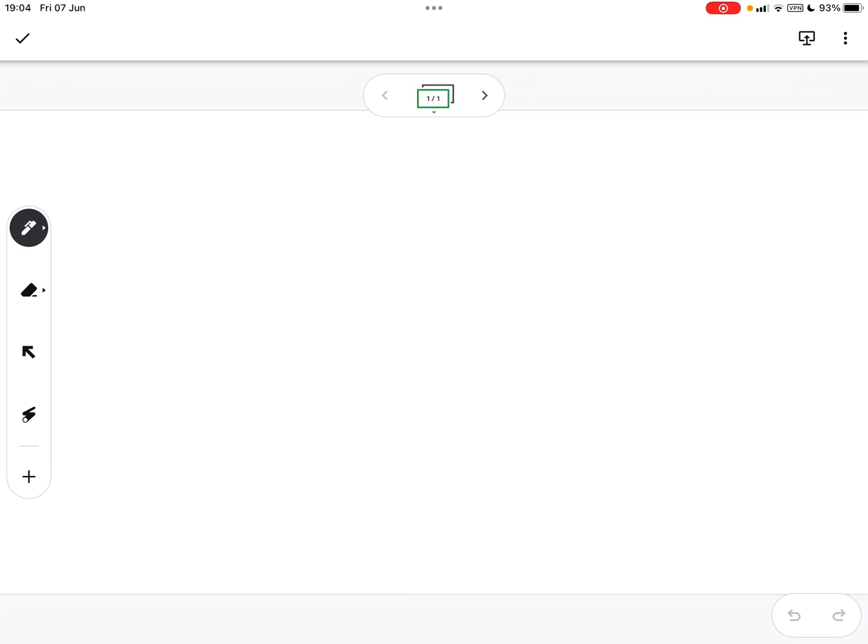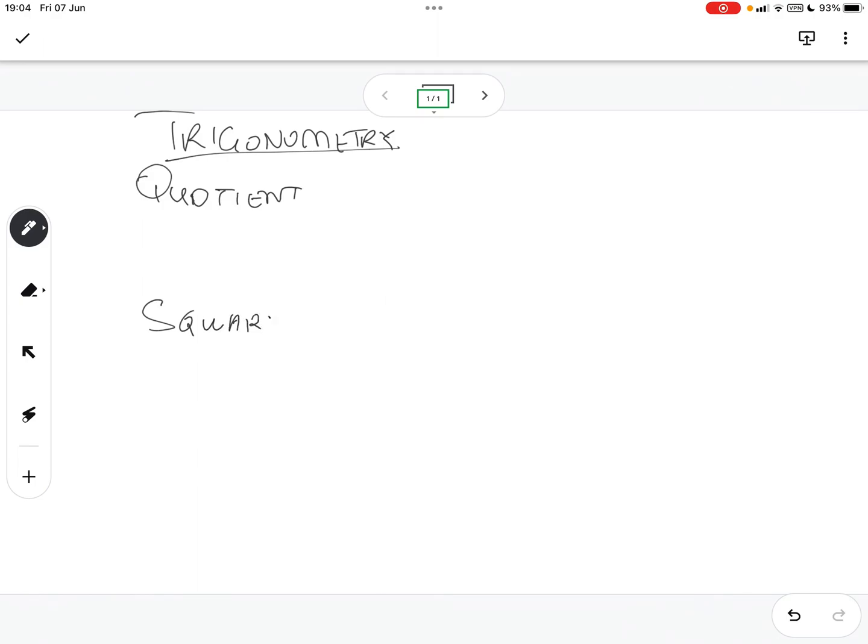Trigonometric applications, where we find different angles, or work with equations or evaluate. Then we talked a little bit about the quotient identity. So quotient identity and square identity.